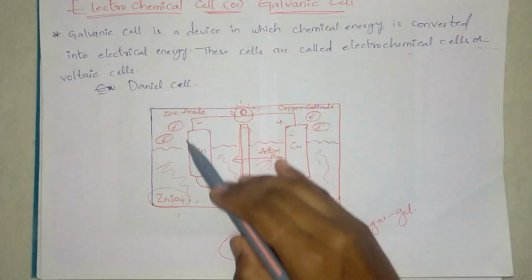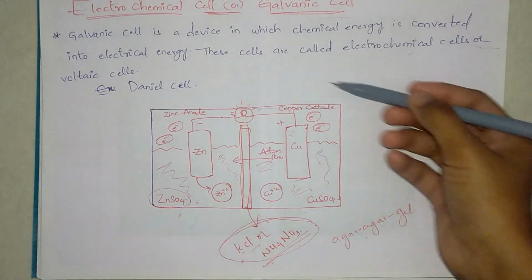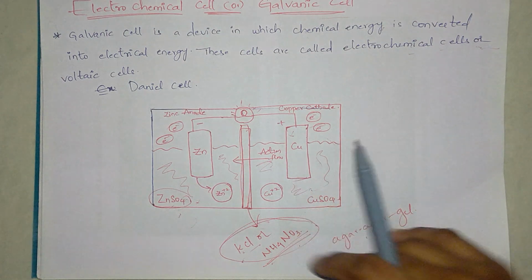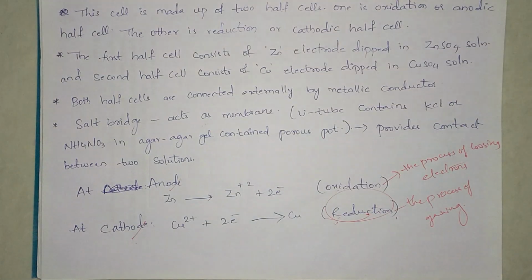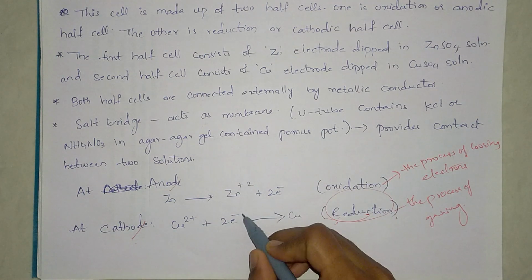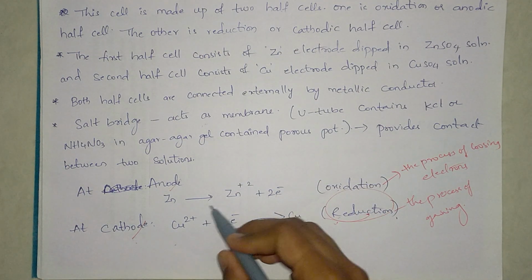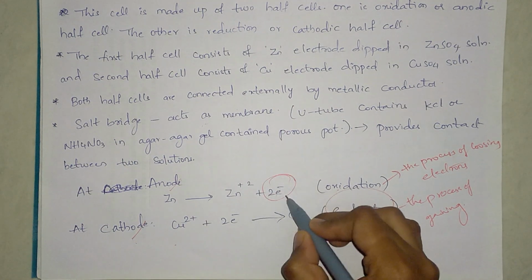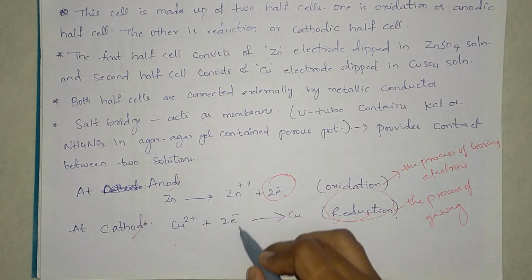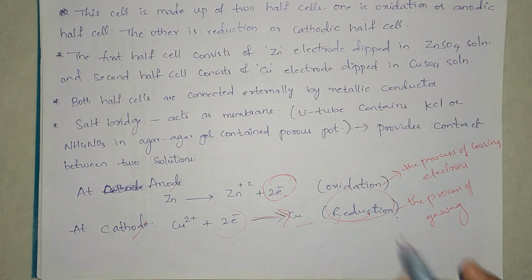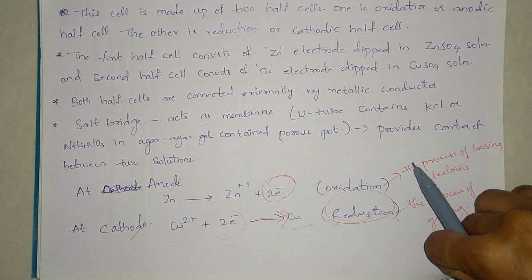Reduction occurs at the cathode side and oxidation occurs at the anode side. In the figure, the zinc part is the anode and the copper part is the cathode. This is the negative part and this is the positive part. At the anode side, zinc releases 2 electrons, and copper takes those 2 electrons released by the zinc and results in Cu. This is reduction.